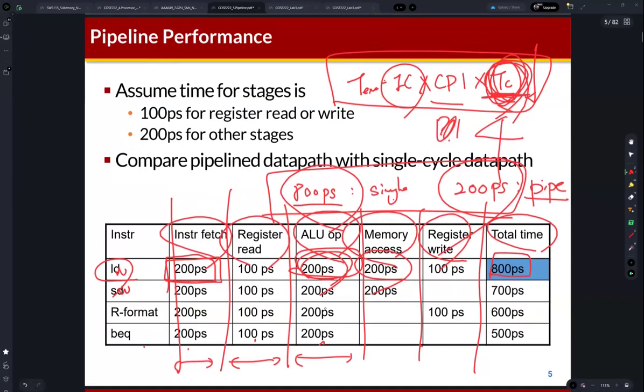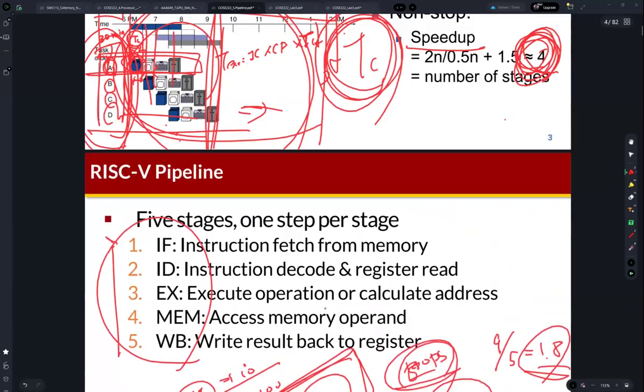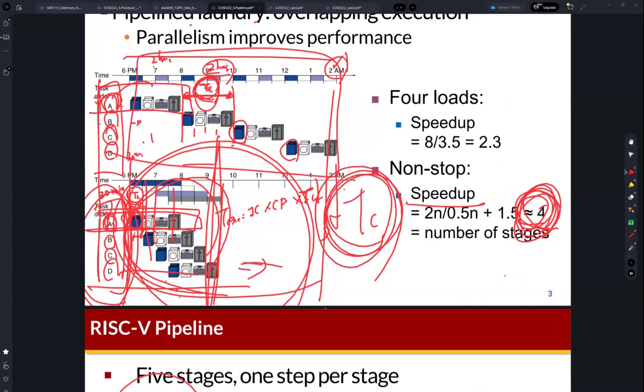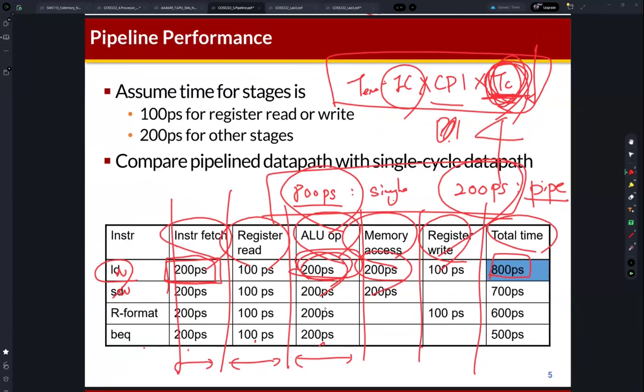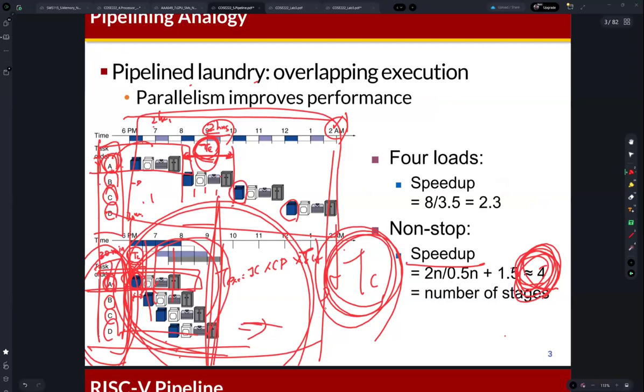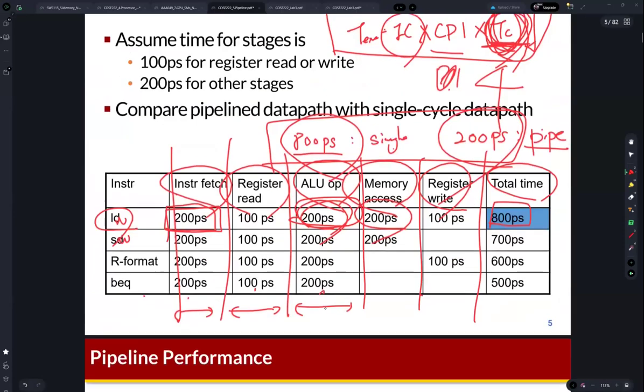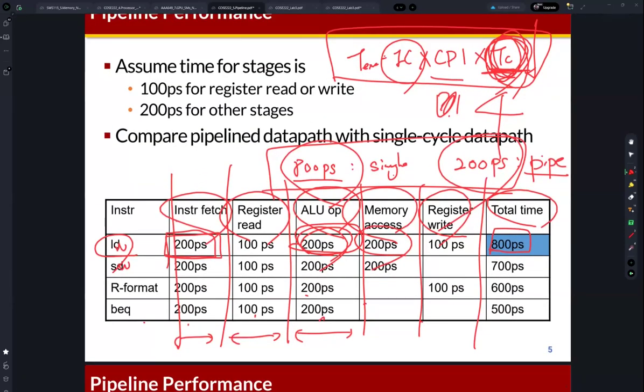But why? So we just apply 5 stages, right? And then, in this analogy, we apply 4 stages, so the expected speedup is 4. But in this example, we applied a 5-stage pipeline architecture. So based on this analogy, the expected speedup is 5. But why 4? It is because the delay of these pipelining stages are not balanced.